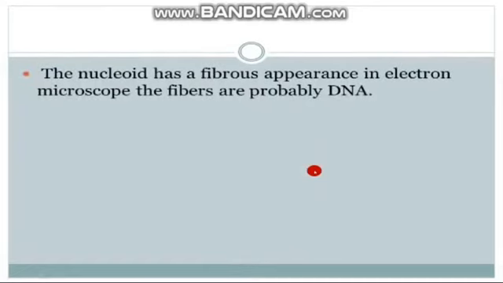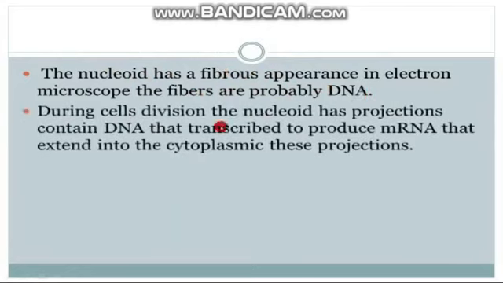Now the next point says that the nucleoid has a fibrous appearance in the electron microscope. The fibers are probably DNA. What does it mean? If we see the nucleoid structure under the microscope, it is usually in a fibrous shape. In the next slide I will show the diagram. So it is usually in a fibrous-like shape, and such fibers are DNA.